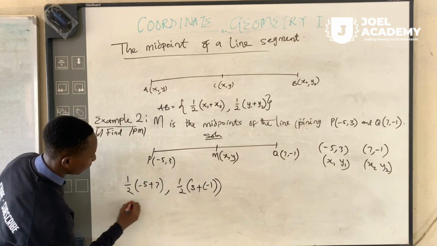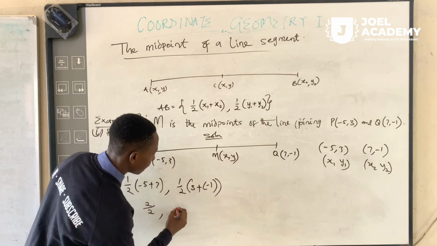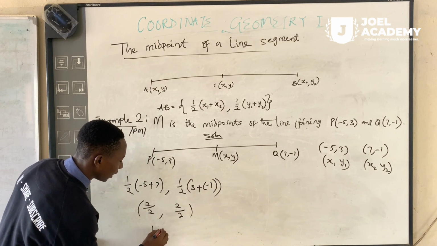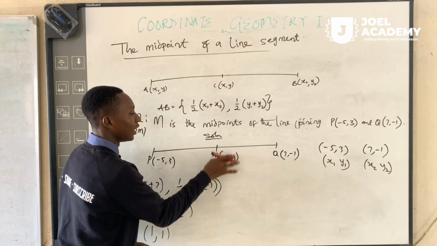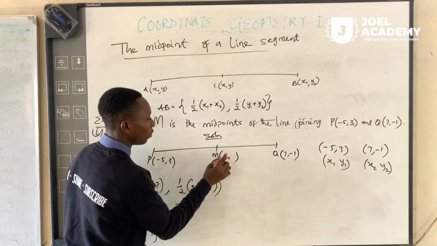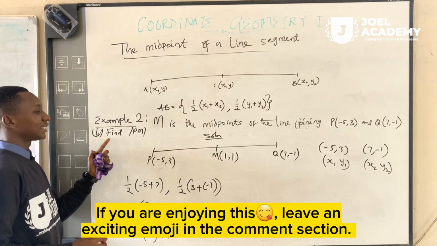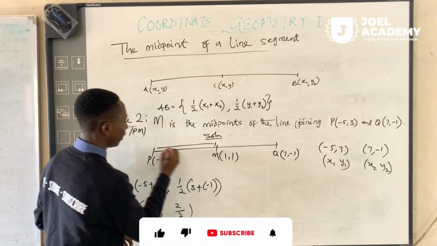Okay, so we simplify this. We have 2 over 2, 2 over 2, and then we're having 1, 1. So our midpoint, instead of x and y, is 1, 1. Now we are asked to find PM, that is line PM, from here to here.